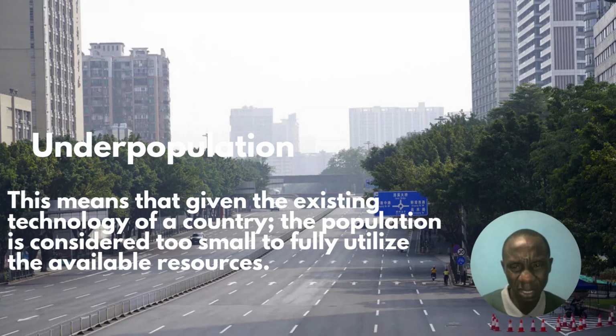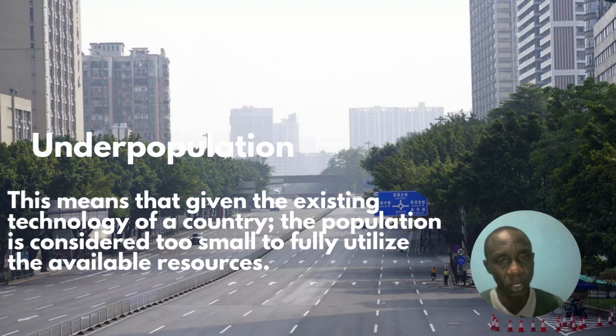You can give an example. There is talk about Australia being underpopulated. Australia has a population of up to 27 million people, but it has abundant natural resources: iron ore, coal, gold. These resources are considered too large for the population they have. That means the population there is considered too small for the abundant resources. The resources they have can still support a larger population than they currently have. So that's considered an example of underpopulation.